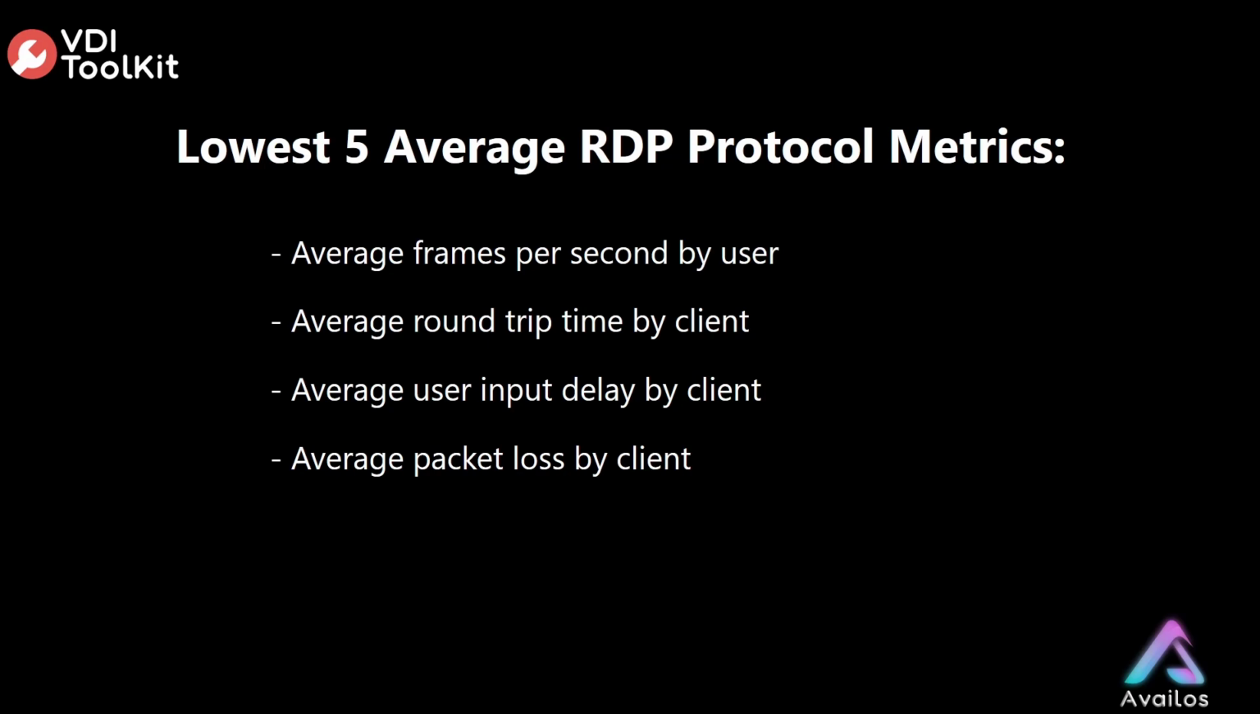Lowest 5 average RDP protocol metrics provide the same information as before, but it's going to be the lowest, the best performers. So this helps you identify your best performers so you can use a cross-reference to determine why, so you can possibly help the worst performers.